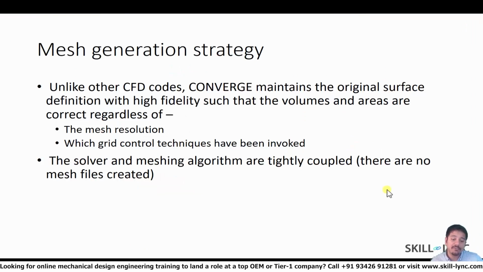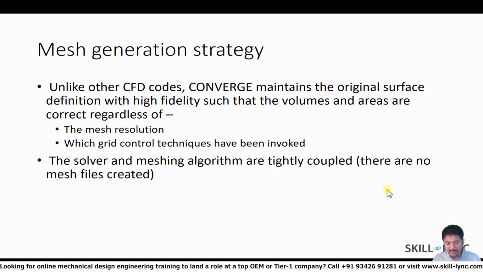The second point is that the solver and meshing algorithms are tightly coupled, which means there is no mesh file that the user has to create. The solver is going to create the mesh automatically each and every time step, and based upon the flow conditions that come out of the solver, the mesh is going to be modified accordingly. So this gives you a consistency, right?